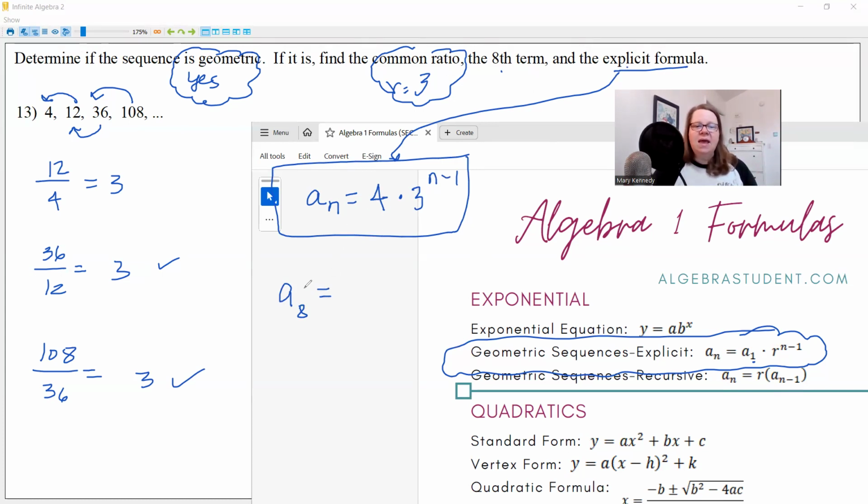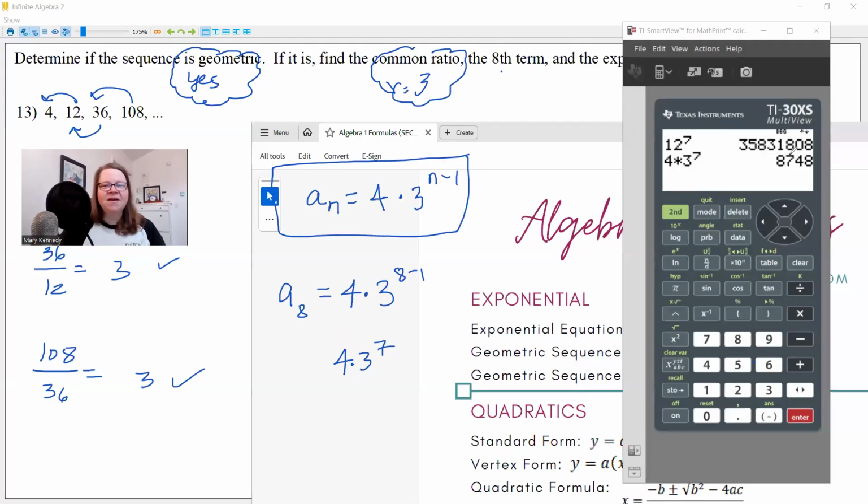But since n is 8, then we're going to go to our formula. 4 times 3 to the n minus 1 power becomes the 8 minus 1 power. And so we know that's 4 times 3 to the 7th. And just realize this is not 12 to the 7th. This is 4 times 3 to the 7th. Order of operations says that we would do the exponent first. So grab your calculator and see what you get.